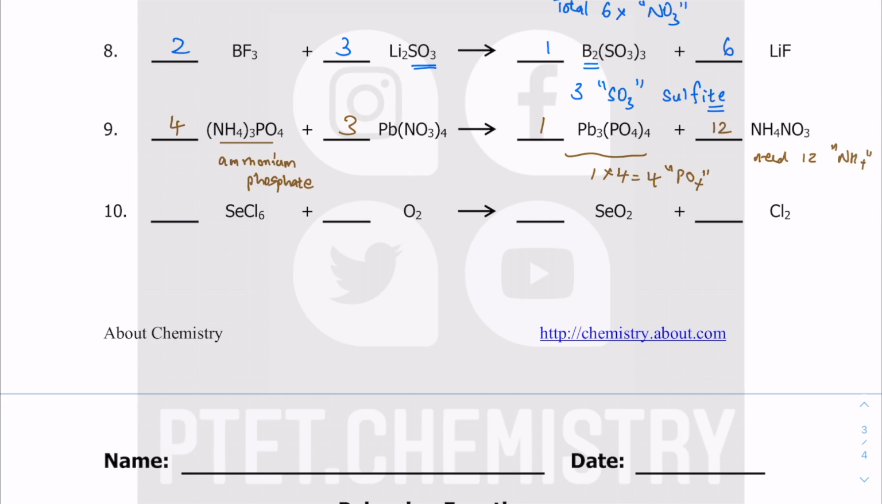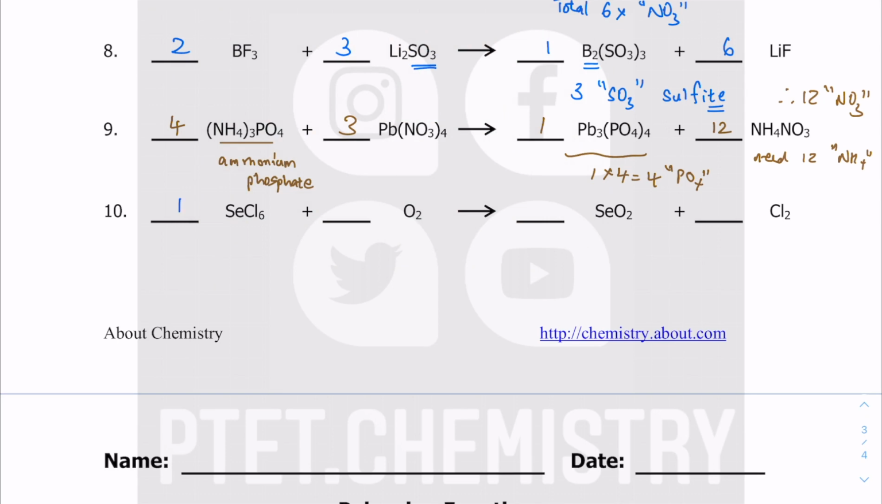And I'll get 12 nitrate, 12 of the NO3 unit. And in doing so, you can hopefully see that you get 4 of the NO3 times 3, you get 12 of the NO3, and this equation is balanced nice and happily there. Okay, on to the next one, SeCl6.